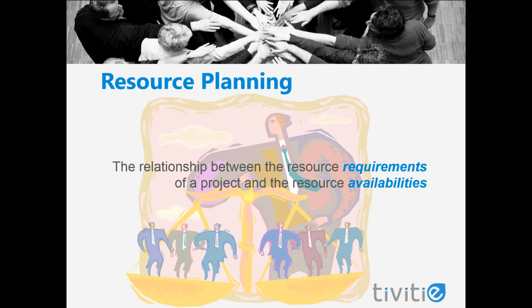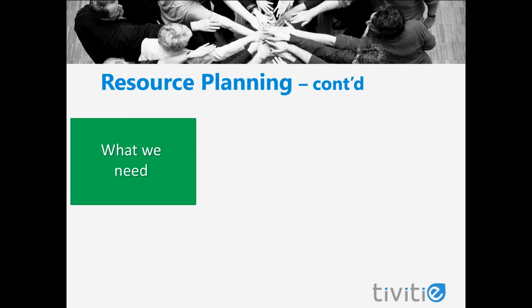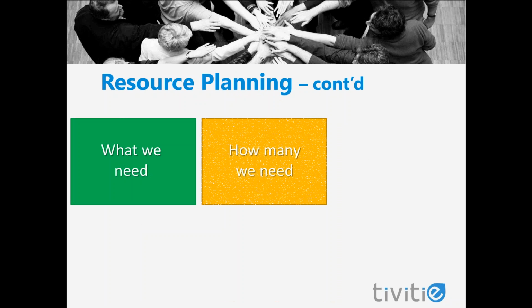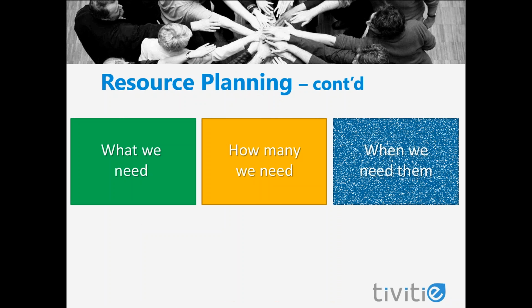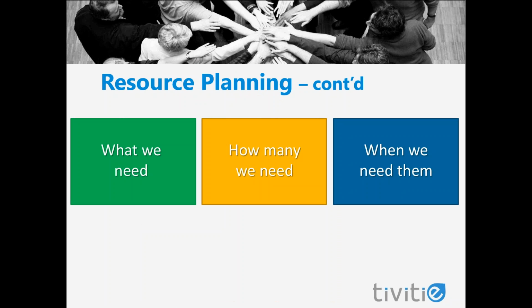Our goal in resource planning is to understand our resource requirements, what we need, as compared to our resource availabilities, what we have. Resource planning helps us to find what kinds of resources we need, how many of each kind of resource we need, and during what time frames we need them. Then we compare that to what we have to see if we have enough of the right resources at the right time.